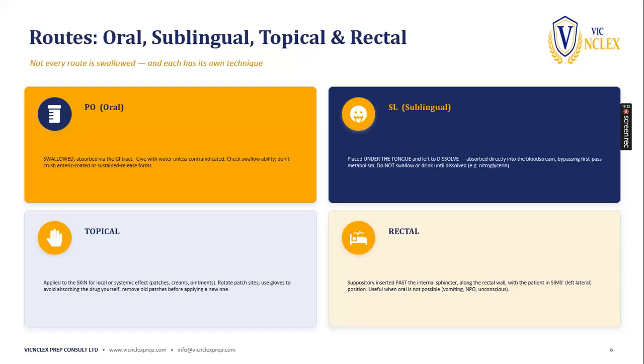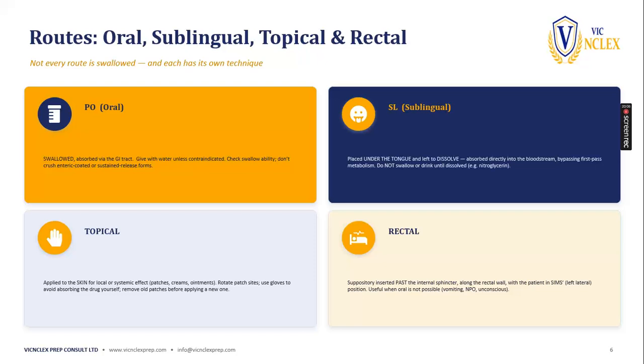Now we also have the topical route as well. The topical route is when we apply it on top of the skin. It can be local, or it can have a systemic kind of effect. Topical can come in the form of patches. We have a nitroglycerin patch, and we have a scopolamine patch, the one that we use for motion sickness. I used to have motion sickness, so I use a lot of scopolamine patch, especially when I'm taking the train.